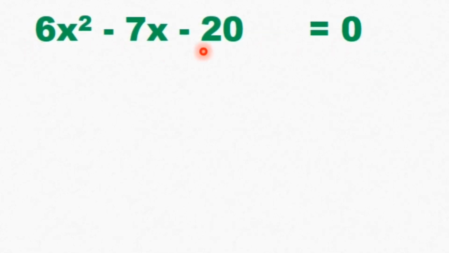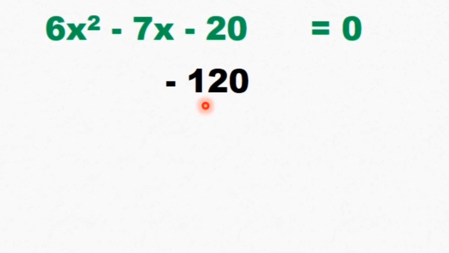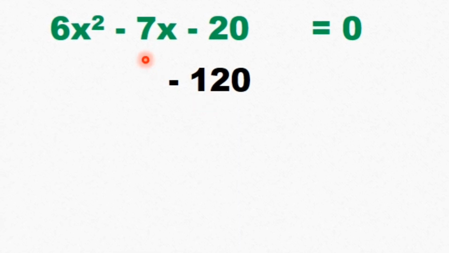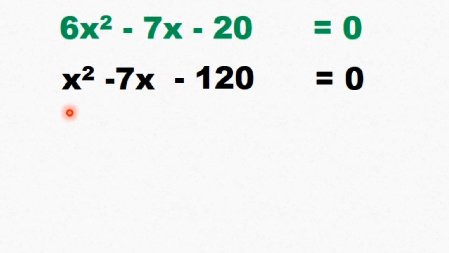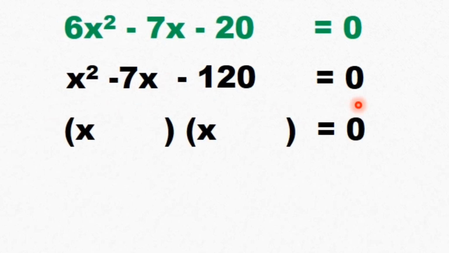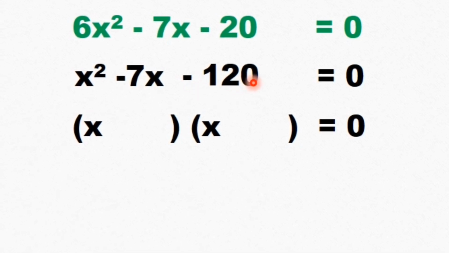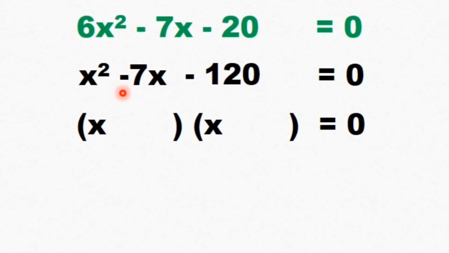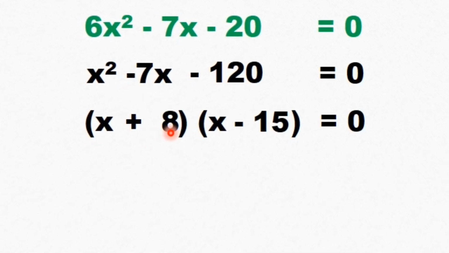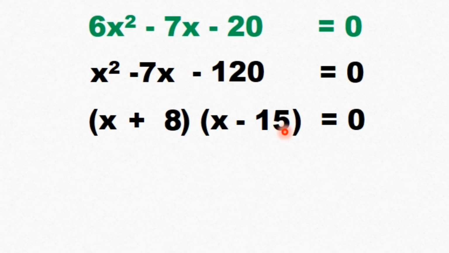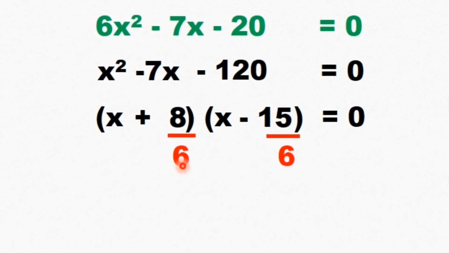First multiply 6 and negative 20, and that is negative 120. And then rewrite x squared minus 7x. And factor this out. And think of factors of negative 120 that will add up to negative 7. And the factors are positive 8 and negative 15. And divide it by 6.